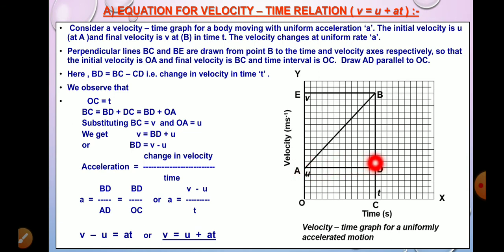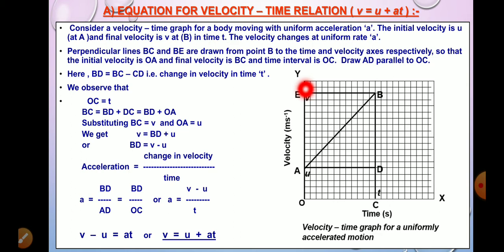So the velocity changes at a uniform rate here. The velocity is increasing uniformly with respect to time, so we can say that the object is accelerating. Yes, the velocity changes at a uniform rate, that is acceleration. Okay, so a perpendicular line is drawn from point B to the x-axis, and also a perpendicular line is drawn to the y-axis from point B.